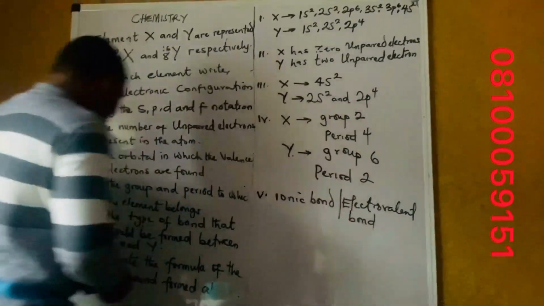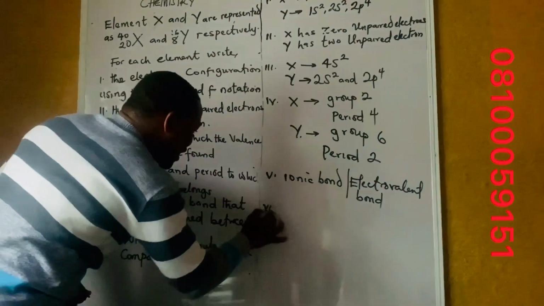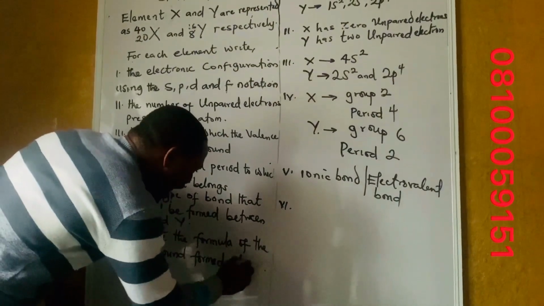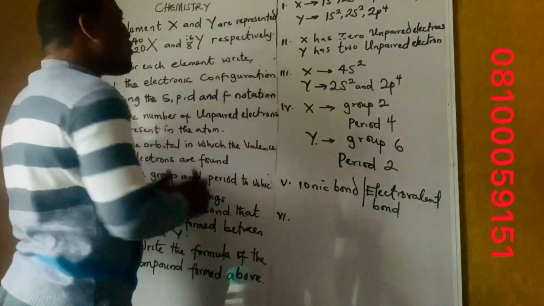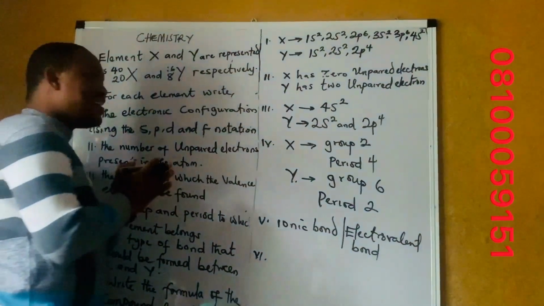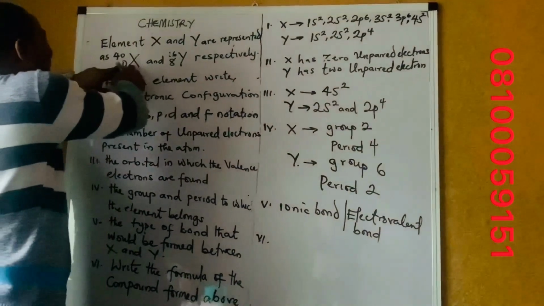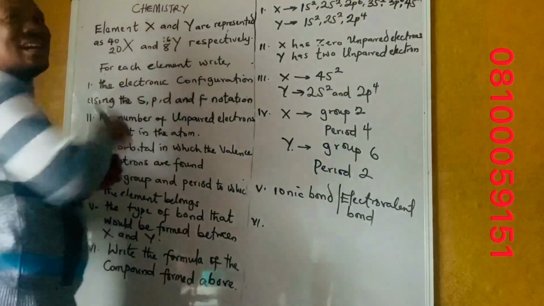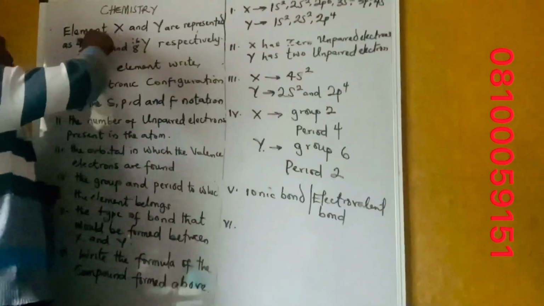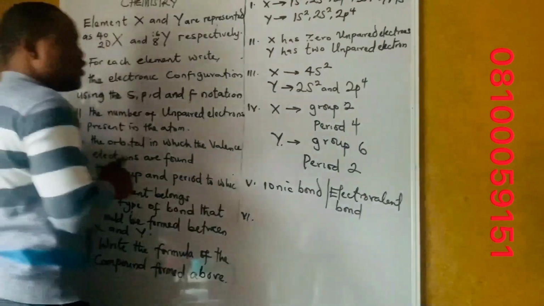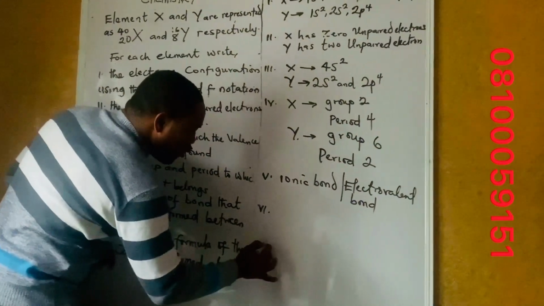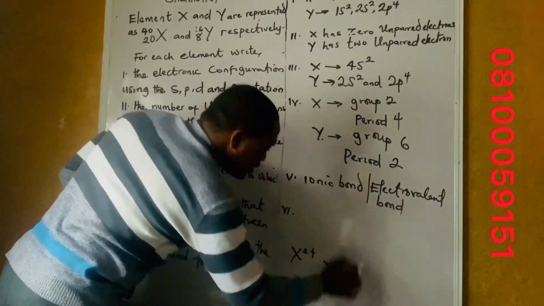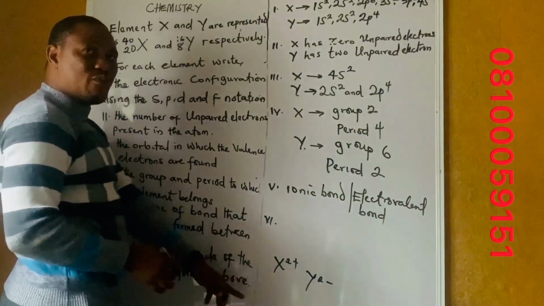So that is that. So the last one now, which is VI, they said write the formula of the compound formed above. I have seen a lot of students make errors here, because some of them will be using the name of the element. No, they are assuming that the element is X and Y. I hope that is clear. So don't forget, our X has given 2, do you still remember? And our Y has collected 2. So look at that. What kind of bond will be formed between them?